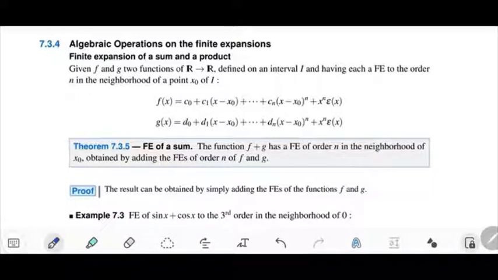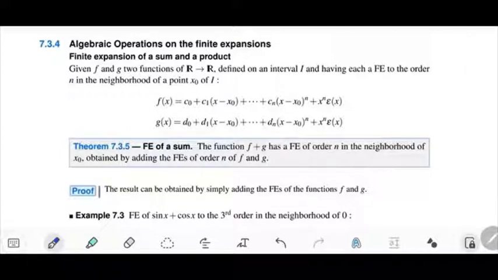Hi, we continue chapter 7 and it's time now to learn some techniques to calculate the finite expansions. So we already said that if you have a function that is Cn, then to calculate the finite expansion you will use the Taylor expansion. It will be the same thing, and we calculated the finite expansions of some common functions like exponential, sine, cosine, ch, sh, and (1 plus x) power alpha and ln of (1 plus x).